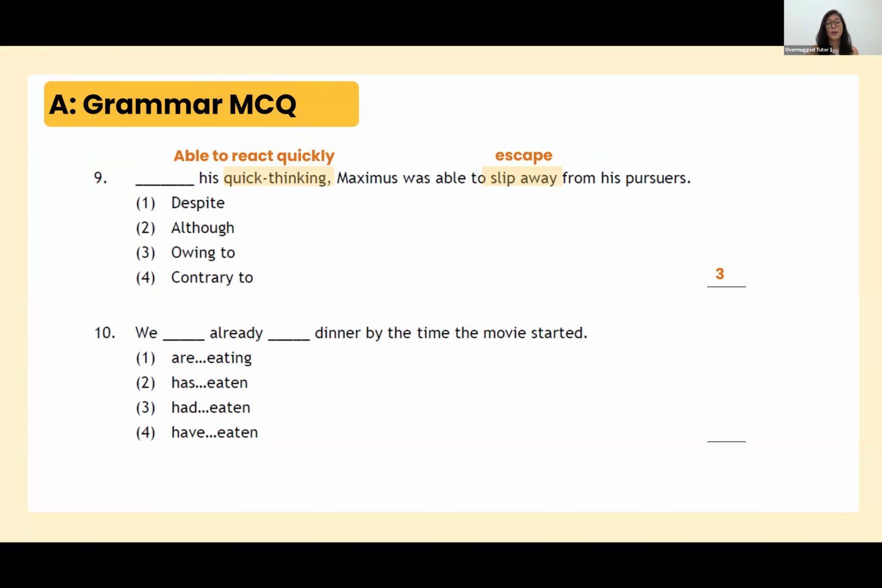And question number 10. We already blanked dinner by the time the movie started. Now, this is a question that is testing you on something that happened before in the past and is already completed. So what I mean is this. There is one past action, which is the movie started. But when you're trying to refer to something that is further back in the past, we can't just use another past tense to explain it. In this case, dinner happened before the movie. So we need to use something to explain an older past action. We'll need past perfect tense. So past perfect tense in this case would be option 3. We had already eaten dinner.